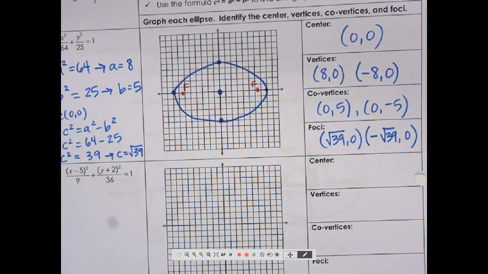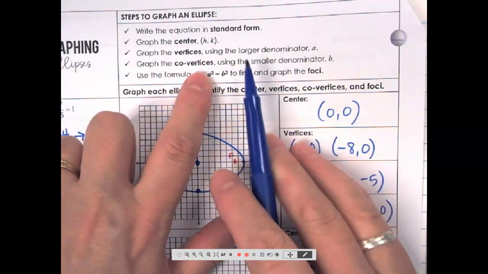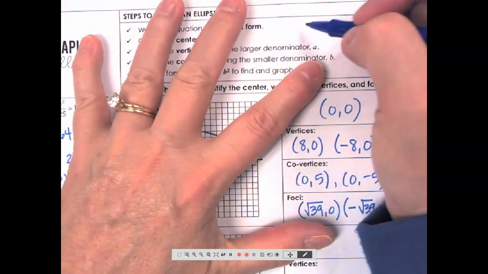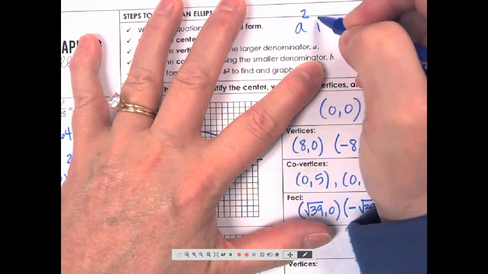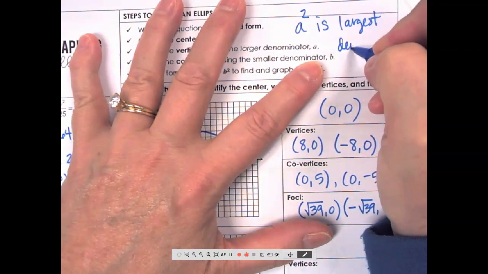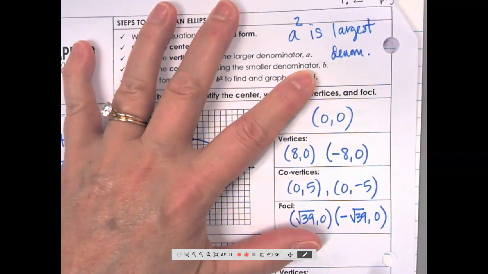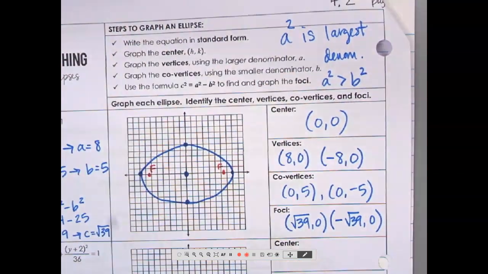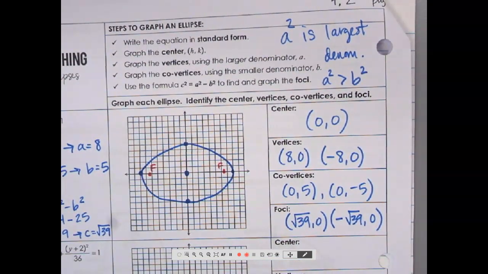Are we okay with those? All right, so the a squared and the b squared, notice up here it says the larger denominator gives you a. Okay, so a squared is the largest denominator. A squared is always bigger than b squared. Wherever that largest denominator is, that's going to tell you if it's vertical or horizontal.